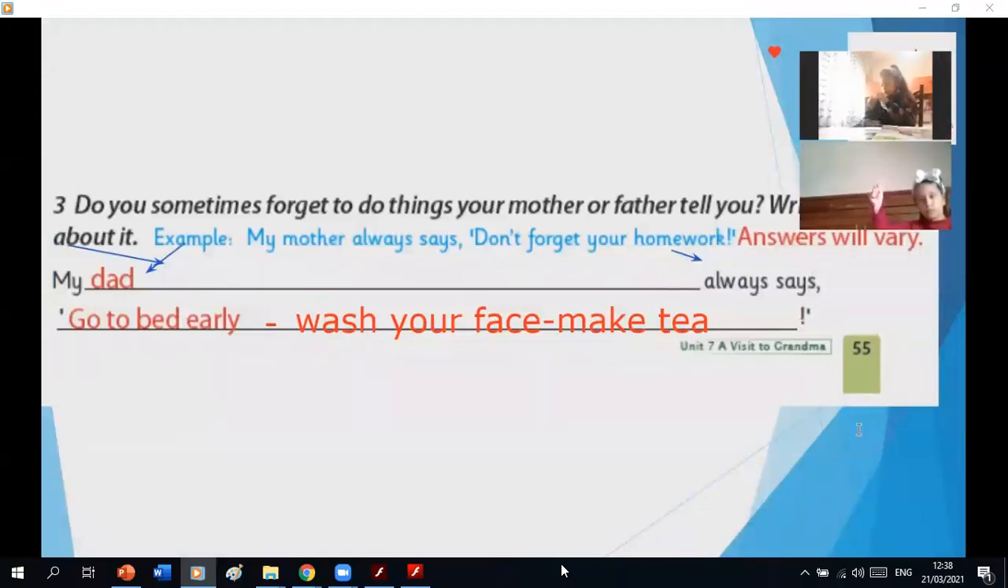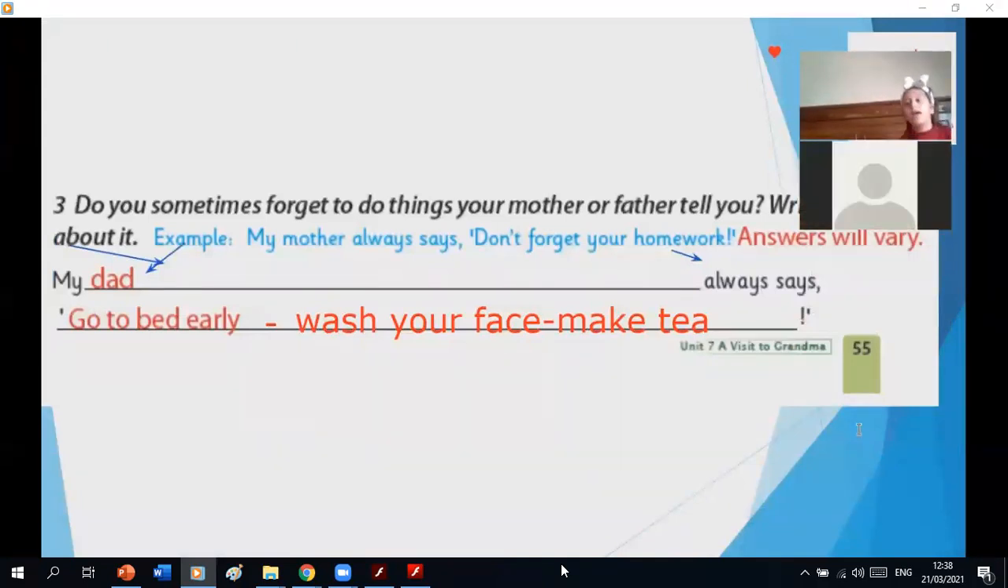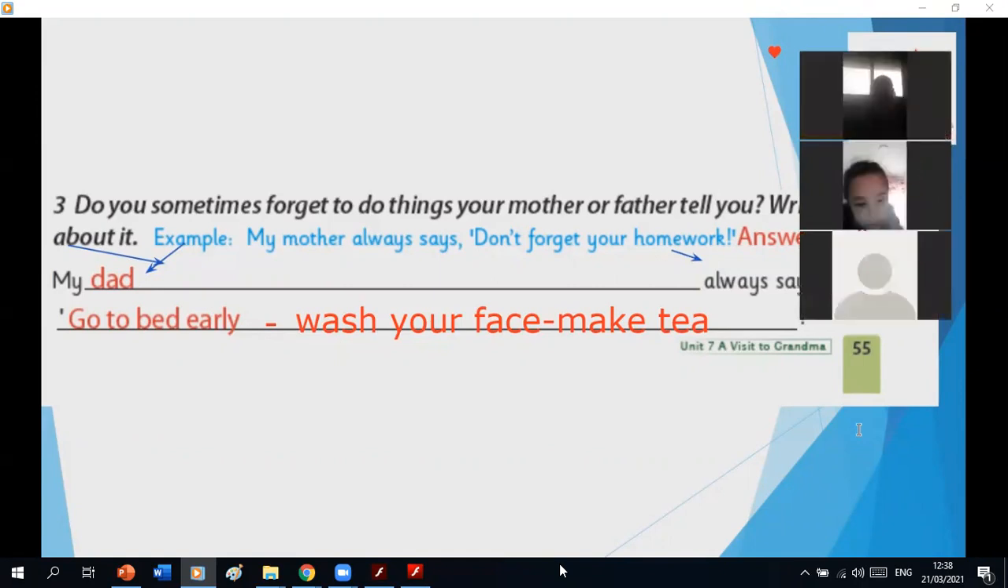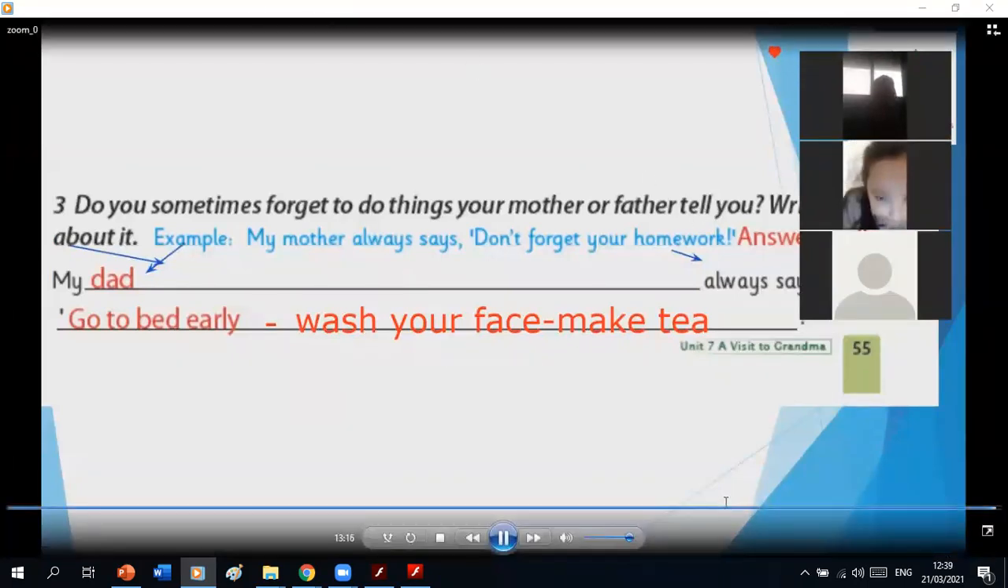Okay, Sham, tell me about your sentence. Natalie, listen to me. Yes, Sham, tell me. My mom wants to tell me wash your hand, great, excellent. Farah, what about you? Your mom or dad always says what, miss? Wash your face. Excellent, Farah.